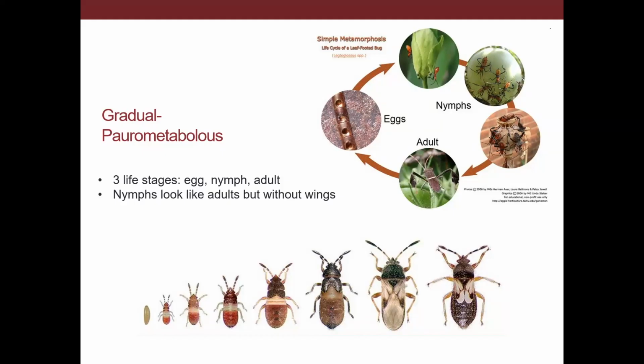So on this slide at the bottom, you can see those are chinch bugs. So you can see the egg on the far left, and then you have the adults on the far right, and then the nymphs are going. The nymphs of insects that have gradual metamorphosis, they are going to have wing pads that develop as they go through those different stages.